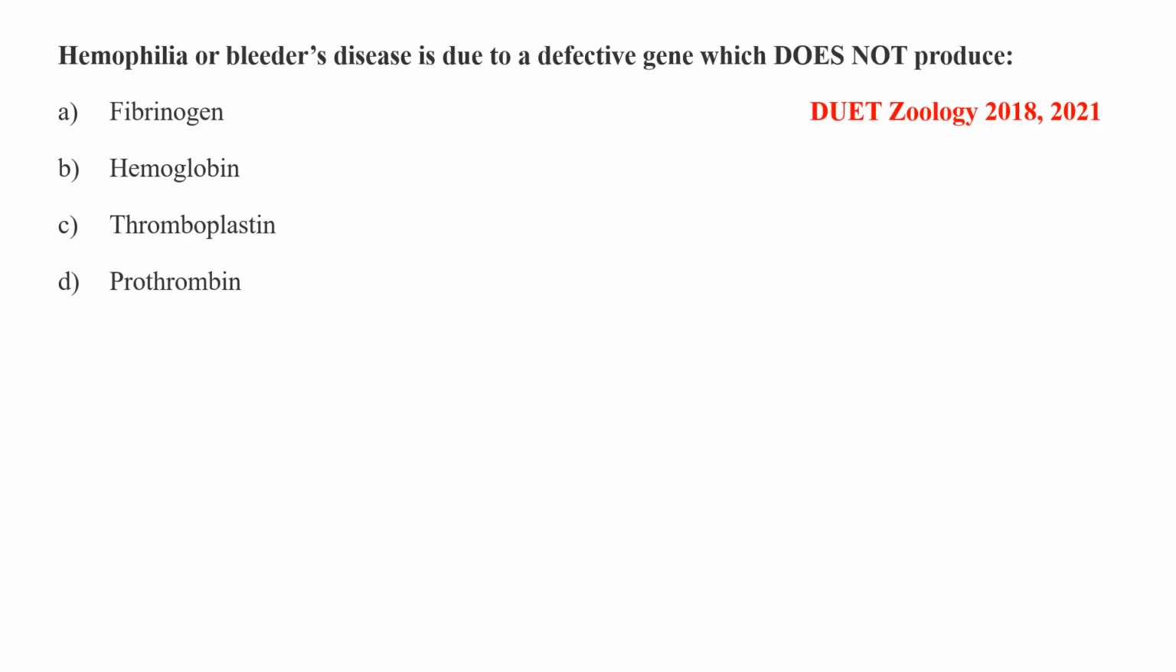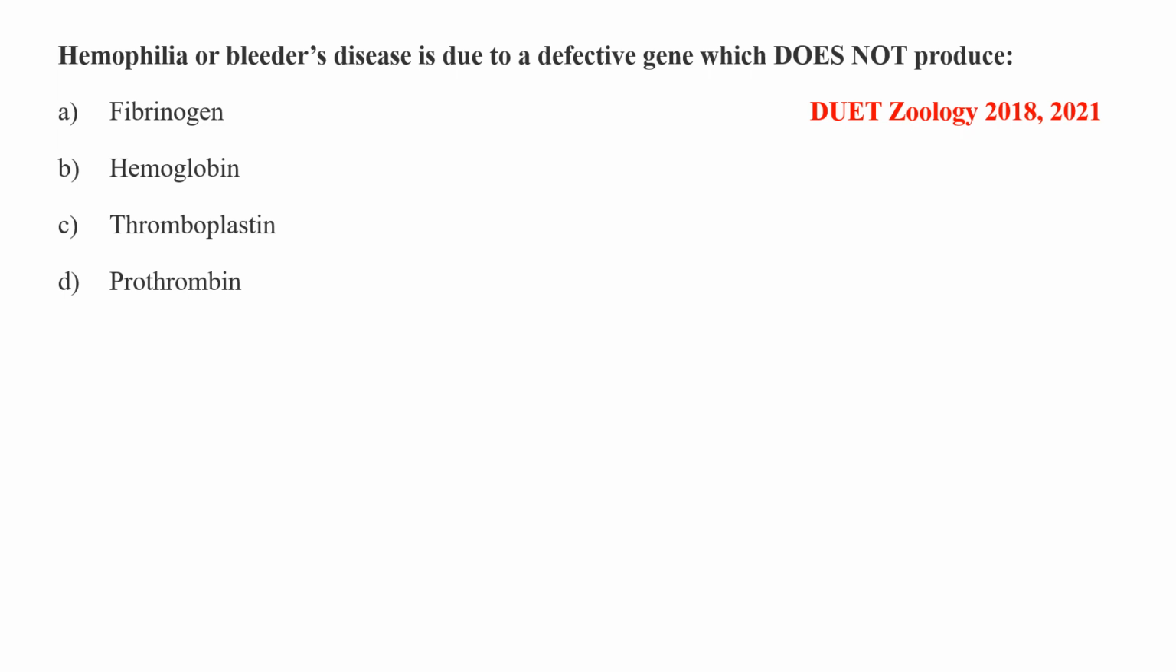Hemophilia is due to a defective gene which does not produce fibrinogen, hemoglobin, thromboplastin, or prothrombin. Hemophilia is a type of blood disorder in which, due to a defective gene, a person is not able to produce enough of clotting factor, which is definitely required to stop bleeding. Hemophilia A, B, and C, which are common forms of hemophilia, happen due to the absence of factor 8, factor 9, or factor 11 respectively.